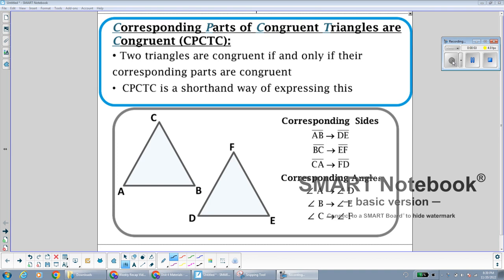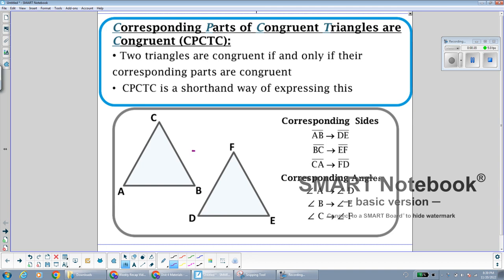In this video, we're going to talk about more complicated triangle proofs. First, before we get started, let's remind ourselves what CPCTC stands for. CPCTC stands for corresponding parts of congruent triangles are congruent.